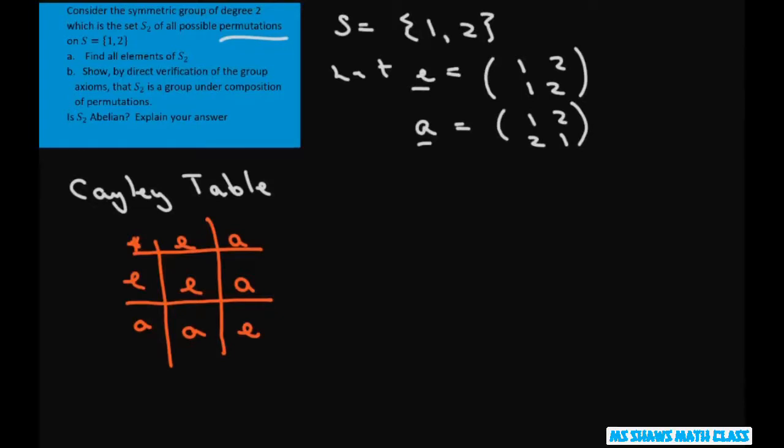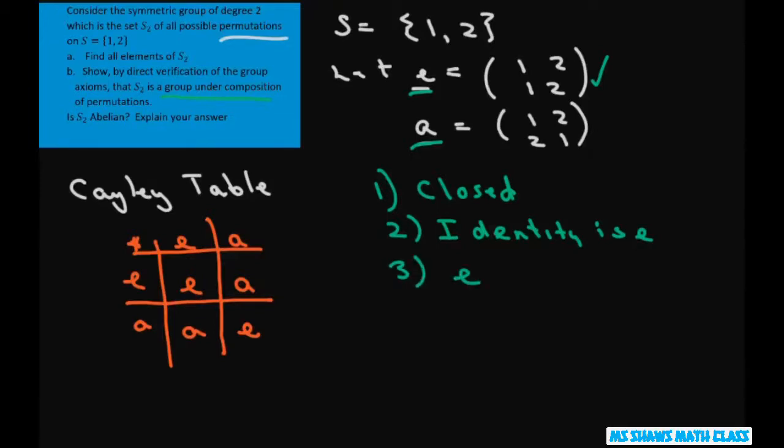And then we have to talk about, is it a group or not? So the table contains only elements A and E. So it's closed. All right. The identity is E. This is the identity. Let's talk about the inverses. So E inverse equals E, and A inverse equals A. Therefore, they're inverses of each other.